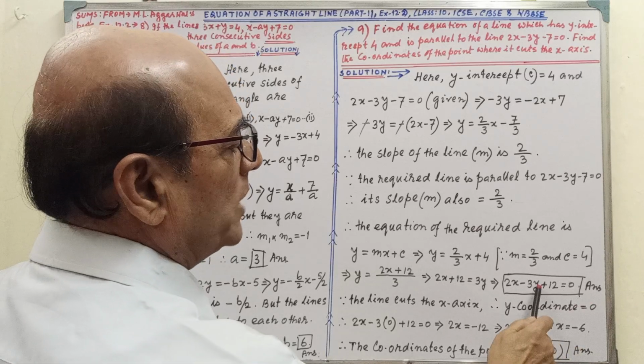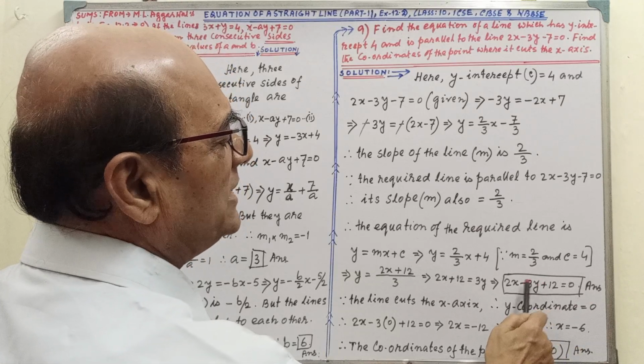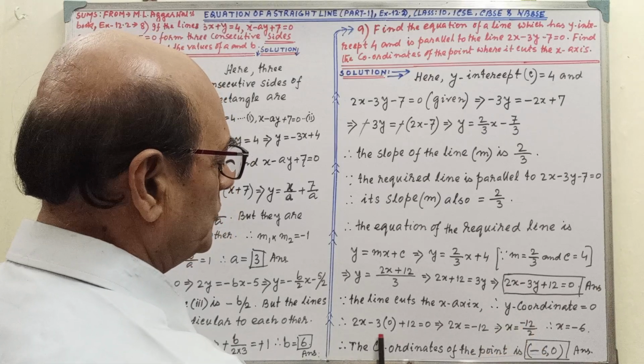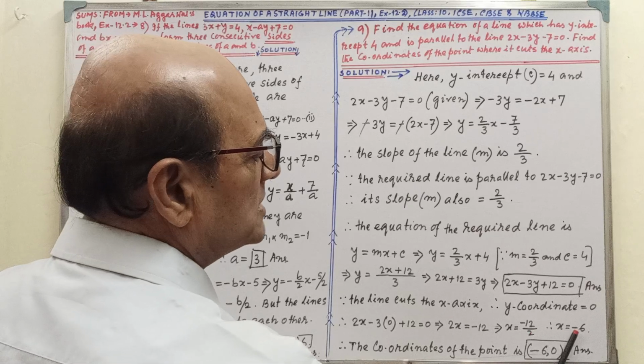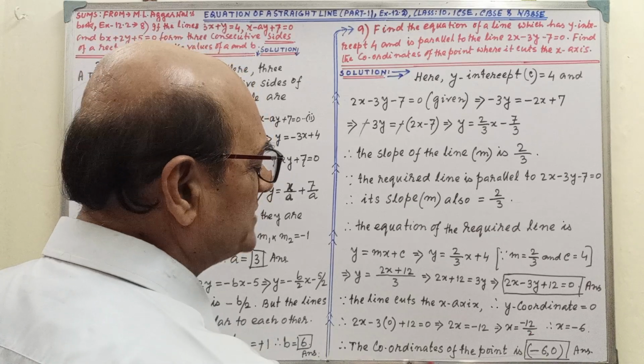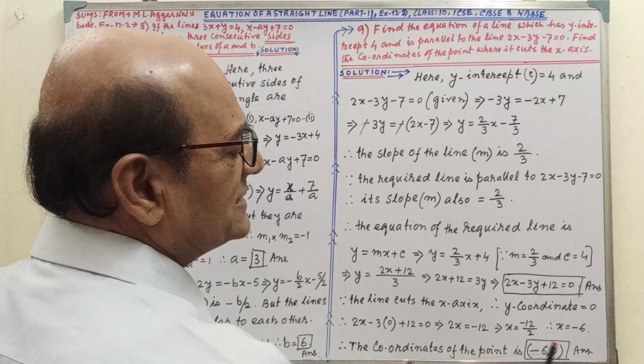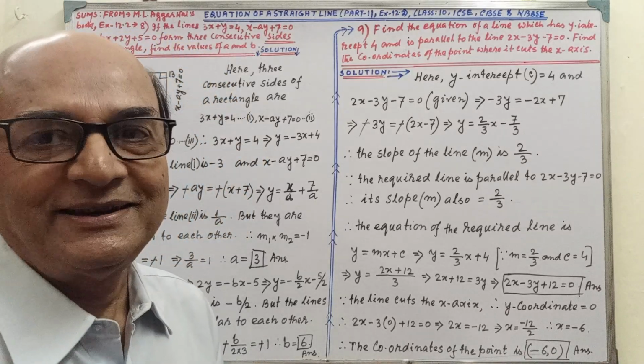Now the value of y we will put here and then we will get the value of x. After putting the value of y and simplifying, we are getting x equal to minus 6. Therefore the coordinates of the point are minus 6, 0. This is the answer. I think it is clear.